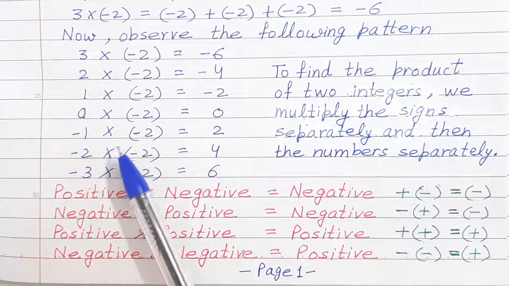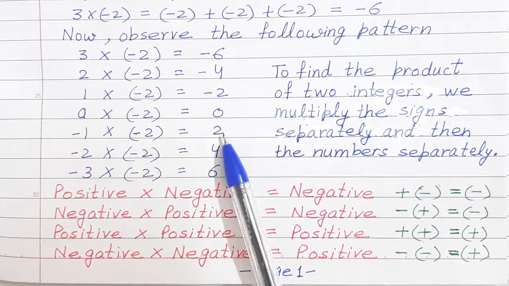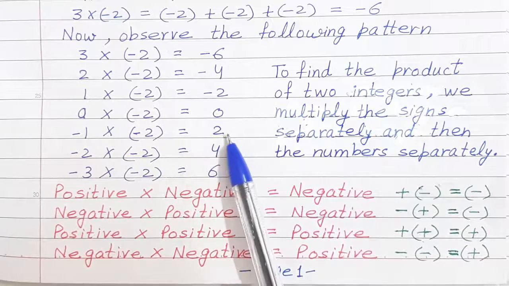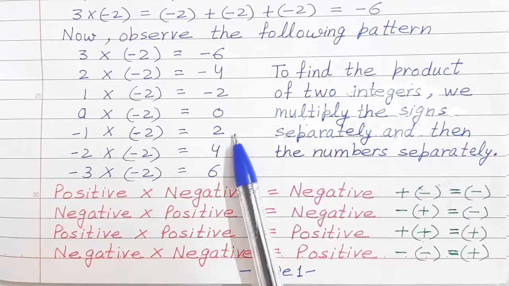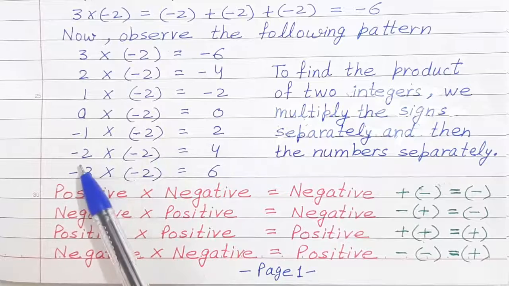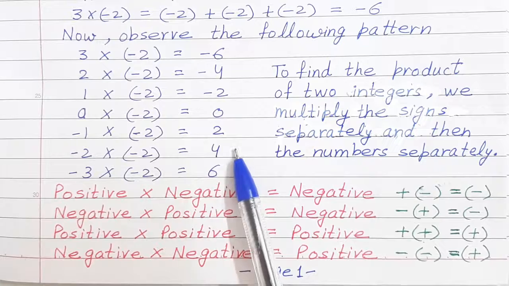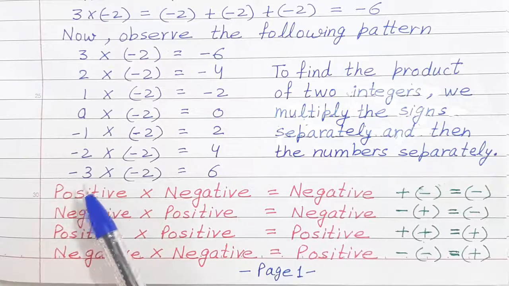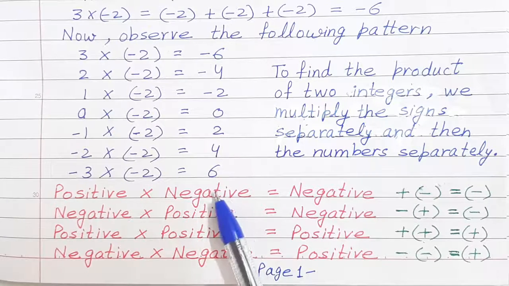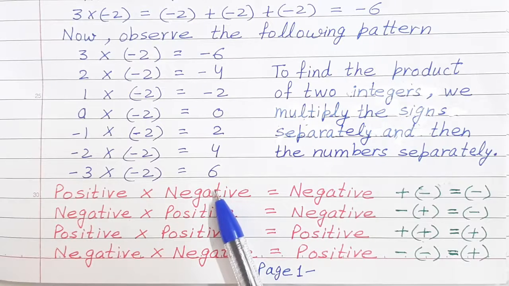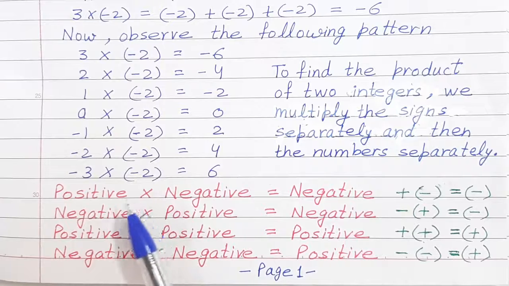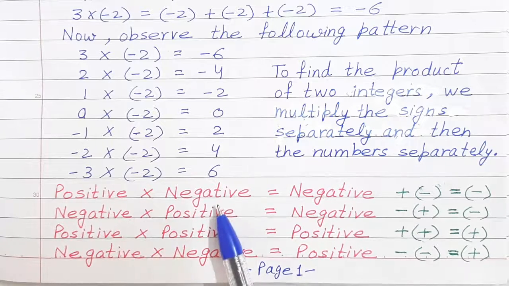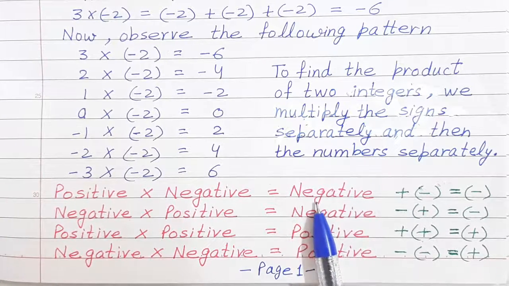Minus 1 multiplied by minus 2 is 2. That means when we multiply two negative numbers, the result is positive. When we multiply again, that is minus 2 multiplied by minus 2, it is 4. Minus 3 multiplied by minus 2 is also 6. Clear? So, a positive number multiplied by a negative number, the result is negative.